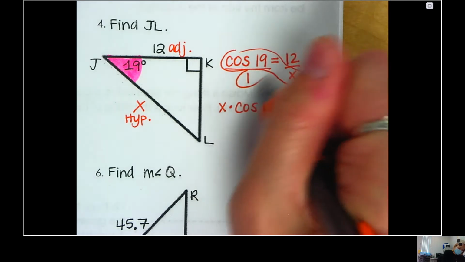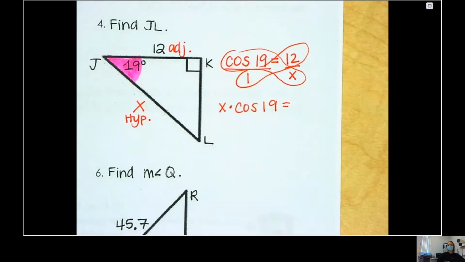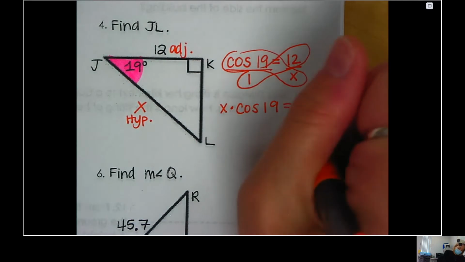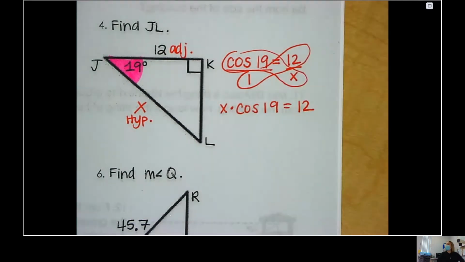What is 1 times 12? 12. Good. How do I get the x by itself now? By what? By what? Ooh, not quite. Not just 19.